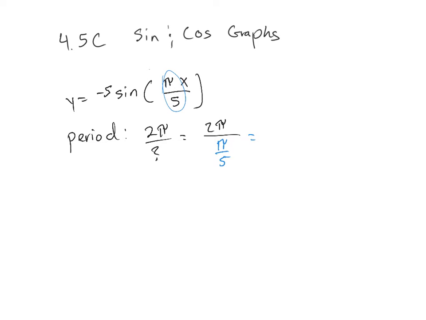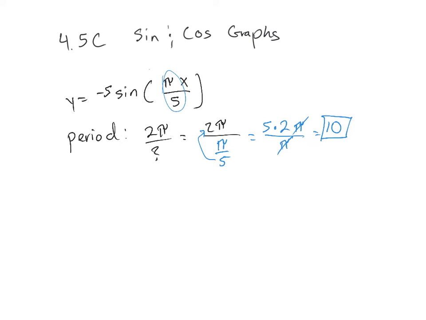So it's being divided by pi over 5. Or in this case, you take that 5, bring it to the top. So it's 5 times 2 pi divided by pi. We can simplify the pi over pi to 1. So this becomes 5 times 2, which is 10. Our period is 10.